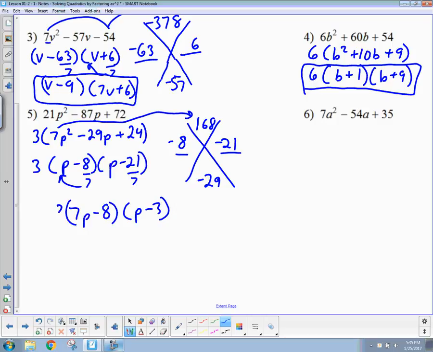Whew. And the last one. I know 7 can't go into 54, so I'm going to just go straight to my X. 7 times 35. It's going to be 245 and a negative 54 on the bottom. And again, I'm going to pause the video to do my math.